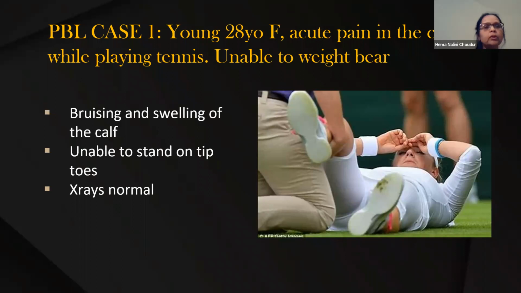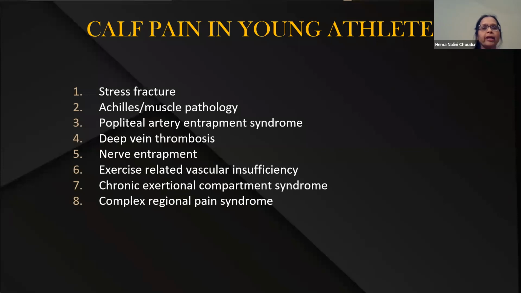Let's start here. On examination, she has bruising and swelling of the calf. She's unable to stand on tippy toes, and her x-rays taken were normal. So calf pain, you're looking at young athletes, and we all know that we use stress fractures, or fractures in this case, as the first to rule out by x-rays. Then we go through the soft tissues, which would be Achilles or muscle pathology, popliteal artery, deep venous thrombosis, nerve entrapment as the neurovascular bundle, and of course, exercise-related vascular insufficiency, chronic exertional compartment syndrome, and complex regional pain syndrome. And we have to pick from all of these.